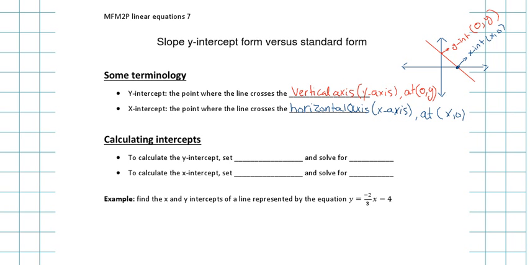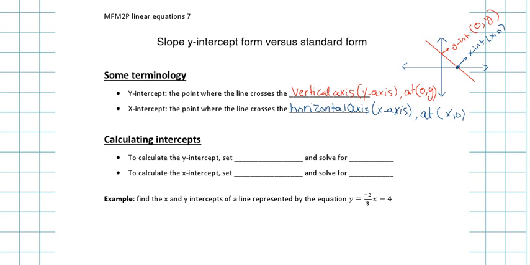You guys okay with this so far? So these are 2 important points, because if I find these 2 points, I can draw my line, right? If I know this point, and I know this point, I can draw my line. All I need to draw a line is 2 points, okay?